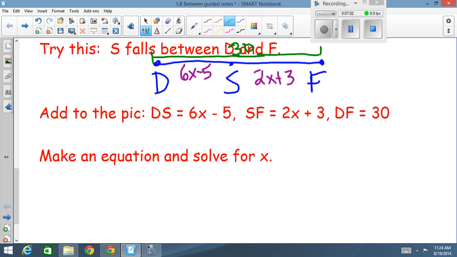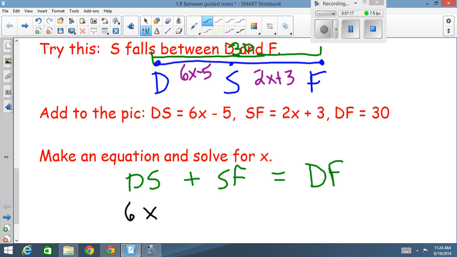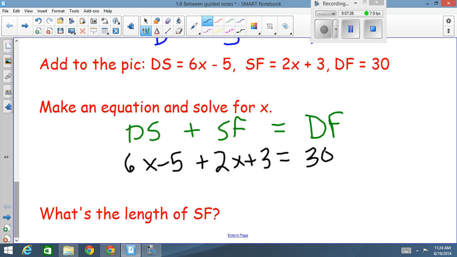So now we've got to make the equation. Well, the generic equation is going to be DS plus SF equals DF. That's piece plus piece equals whole thing. So if we just fill the pieces in here, we have 6x minus 5 plus 2x plus 3 equals 30. You may want to pause this and take a minute to go ahead and solve this.